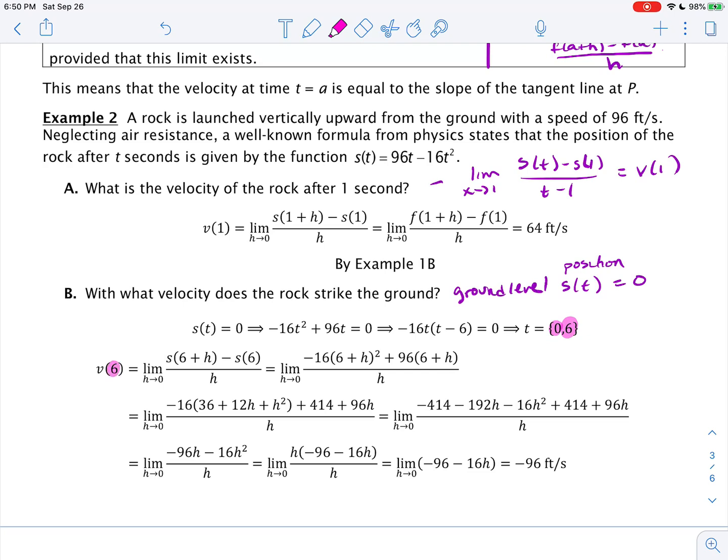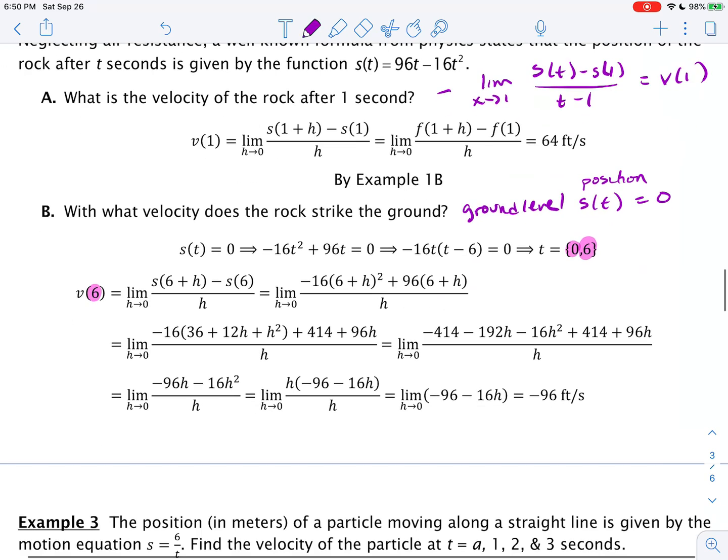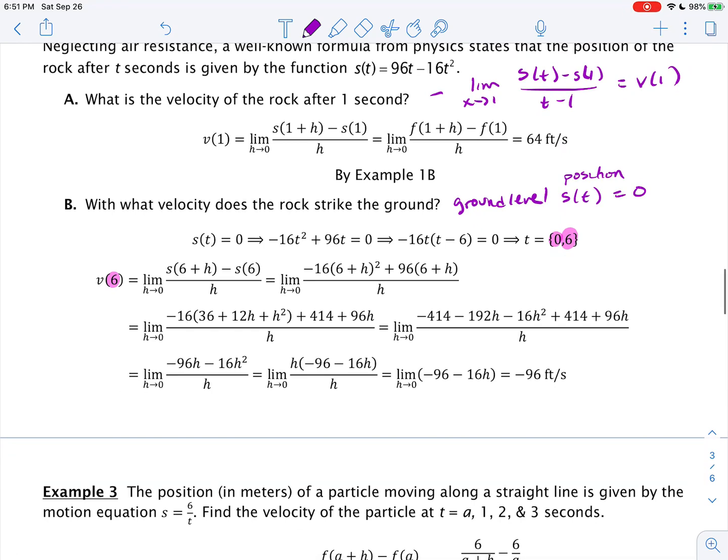And so I would, again, say use the limit because we're only saying how fast it is going at that time. You could also use the limit as t approaches 6 of s of t minus s of 6 over t minus 6. And that would be easier to calculate. Good.